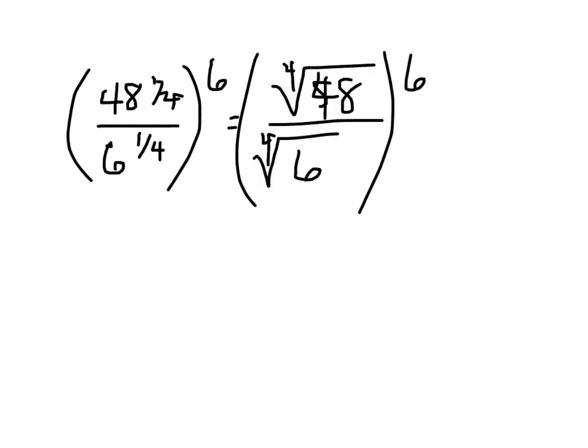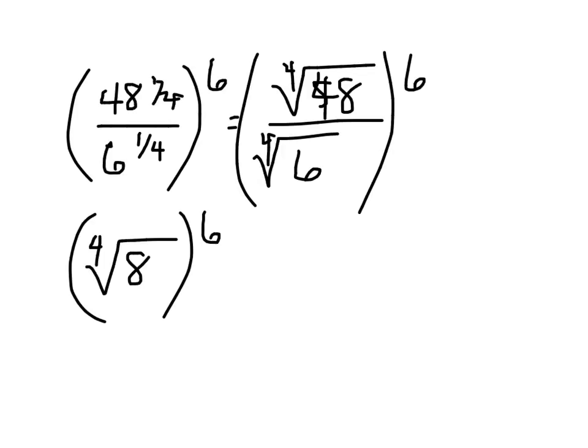48 over 6 reduces down to what number? 8. That really ends up being the 4th root of 8 to the 6th power. Now, if I rewrite it back to fractional exponents, 8 is my base. What's the top number? Not 1. 6. This is the top number. And the bottom number is from the radical, which was 4. What is 6 over 4 reduced to?